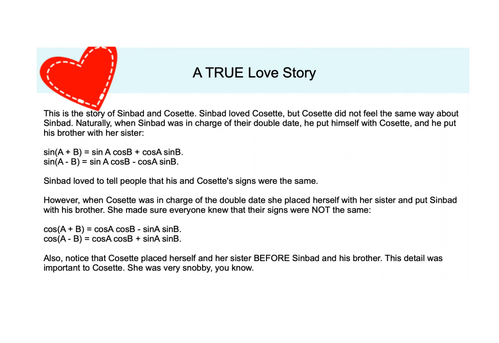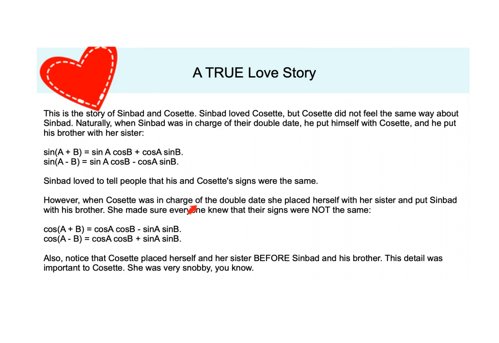So, this is the story of Sinbad and Cosette. Sinbad loved Cosette, but Cosette did not feel the same way about Sinbad. Naturally, when Sinbad was in charge of their double date, he put himself with Cosette and he put his brother with her sister. So here we're looking, Sinbad is in charge. He put himself with Cosette and his brother with her sister. Sinbad loved to tell people that his and Cosette's signs were the same. Look at plus, plus, minus, minus. Sinbad is matched with Cosette.